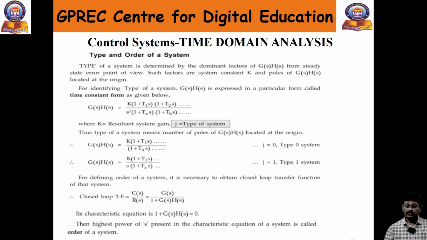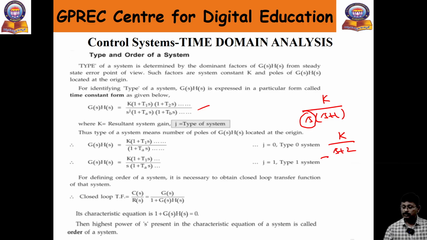Consider the transfer function already given: (1 plus T1 s)(1 plus T2 s) over s^j (1 plus Ta s)(1 plus Tb s). Here j is the type of the system. Suppose you take one system as an example, K by s into (s plus 1), right? Here the power of s is the type of the system. Suppose for some transfer function there is no s, suppose this is s plus 2.